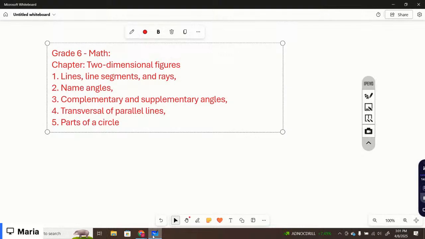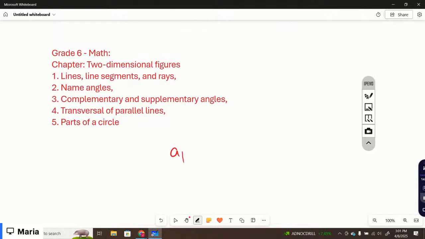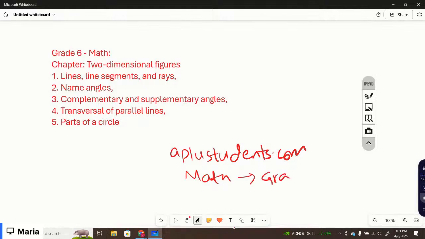You can find all the lessons on aplusstudents.com. You have to log in there using your email address and password as provided by the administrator. Then you have to select math from the subject tab, scroll down to grade 6 math, and then click on view all lessons.